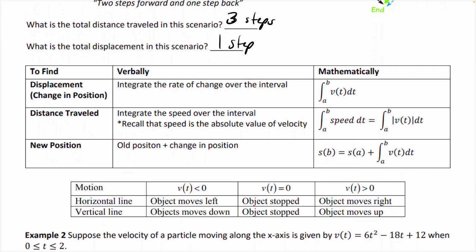This is from last semester's notes, but you're going to see velocity, acceleration, all that stuff, so I put it in here. When is an object moving left? When velocity is negative, less than 0. When is an object stopped? When velocity is 0. When is an object moving right? When velocity is positive. Just a reminder, okay? You don't have to worry about the vertical line, which we really don't talk about; it's mainly horizontal. All right, so let's look at the second example.